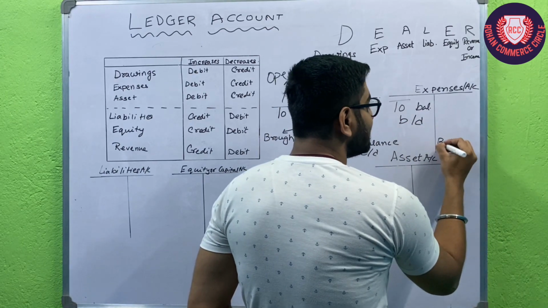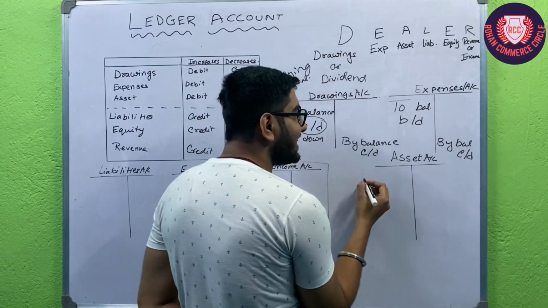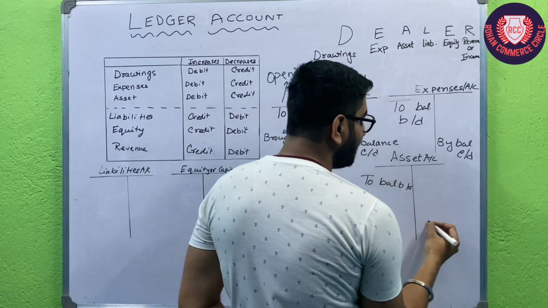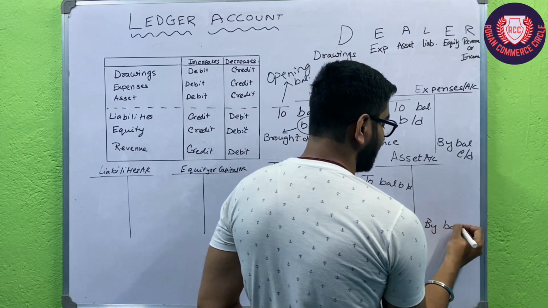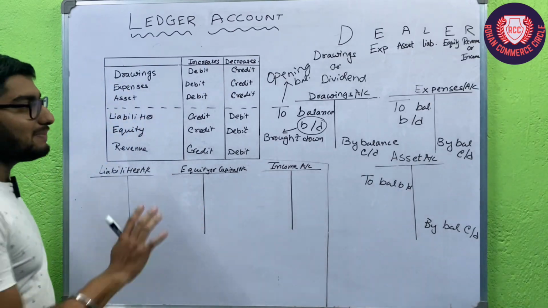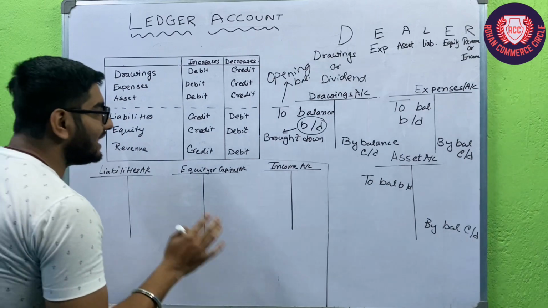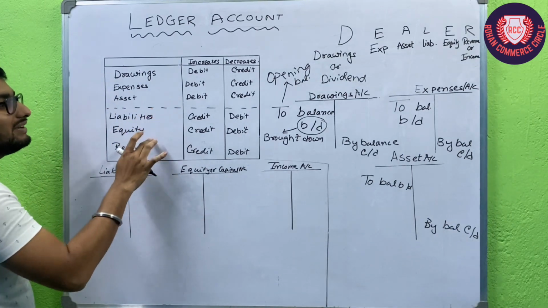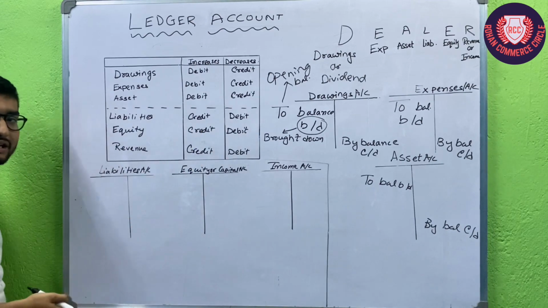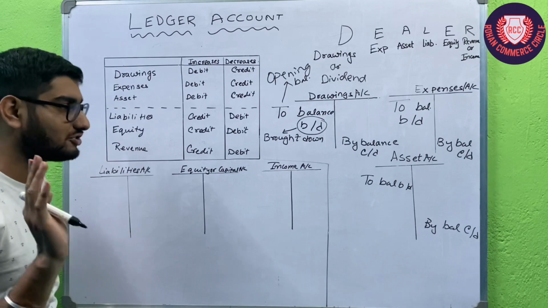and by balance CD. Okay, same in case of assets also, that is to balance BD and by balance CD. Okay, I hope this part is understood, why we are writing this. Okay, the next will be liabilities, equity and revenue. Just see this, when they increase we credit them. So the opening balances will be on the credit side, students.